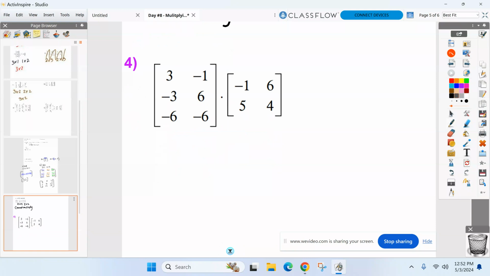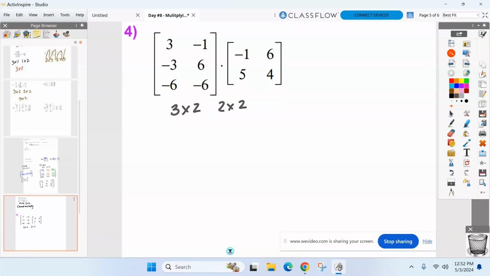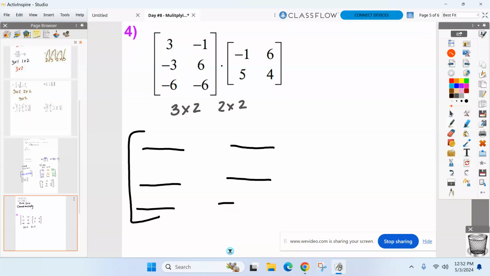All right, what am I looking at? Size of this first one? 3 by 2 with a 2 by 2. Doable? Yeah, I'm not going to waste your time anymore. Yep, that's doable. And what's your answer going to be? A 3 row by 2 column matrix. Yep. Three rows, 2 columns. And again, I don't expect to see this once you get good at it, but if you want to keep going, it's probably a good idea.